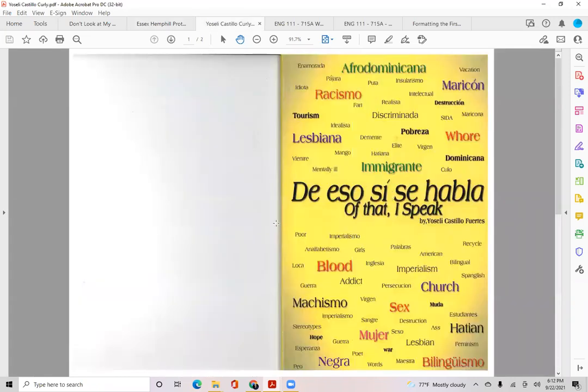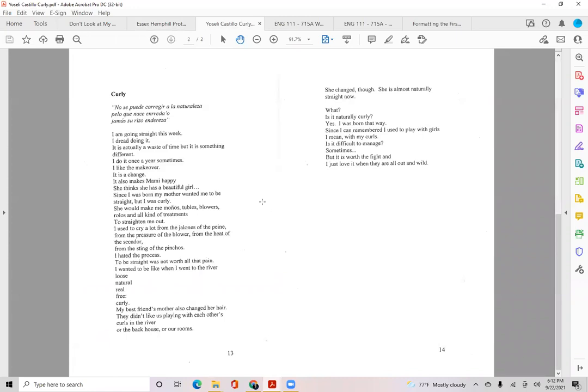The second group is going to study Yoseli Castillo. I don't have a bio here for Yoseli, but I can tell you Yoseli Castillo is a New York Dominican poet, and she is alive, and I think she's probably in her 40s.